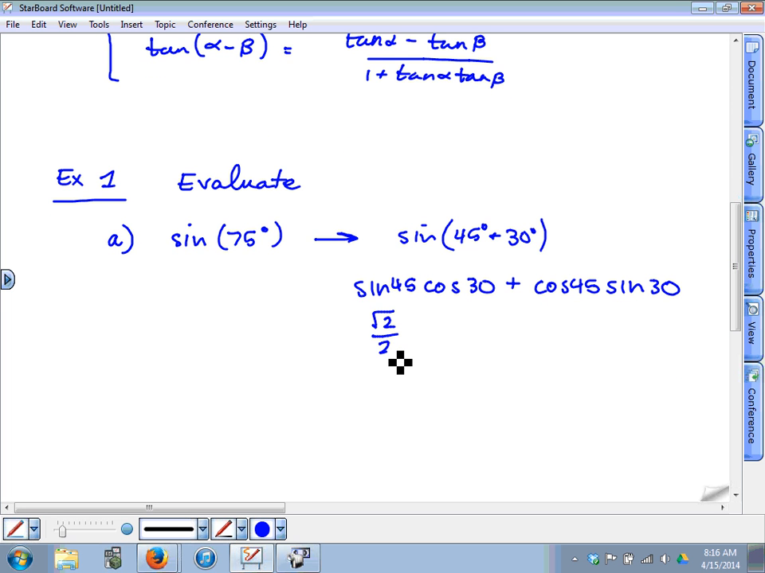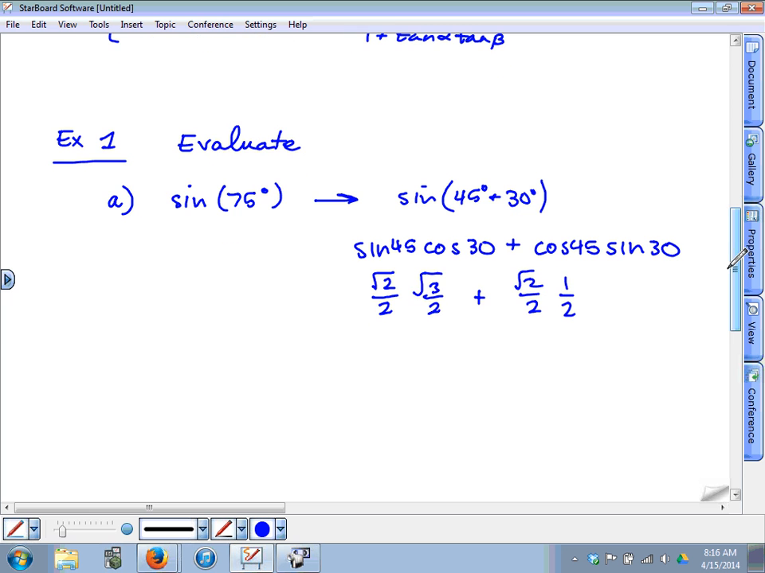Sine of 45 degrees is the square root of 2 over 2. Cosine of 30 degrees is square root of 3 over 2. Cosine of 45 is square root of 2 over 2. And then the sine of 30 is 1/2. Now remember, we're multiplying these two expressions here, and we're multiplying these two expressions here. And then we add those two together once we're done with them.